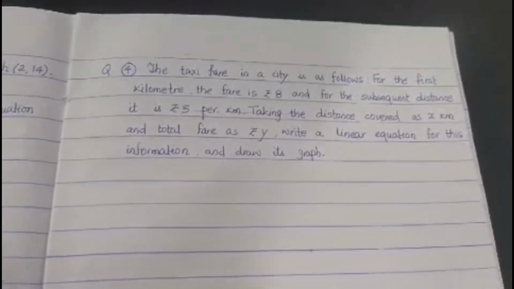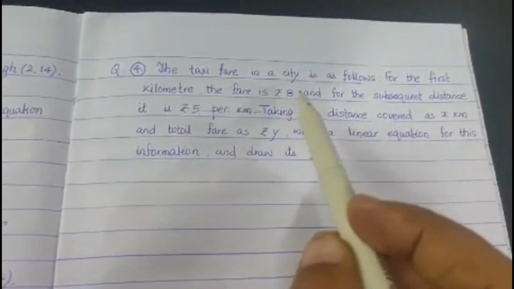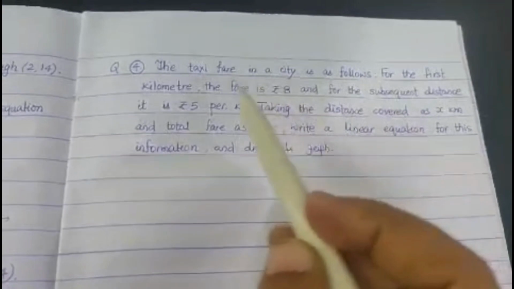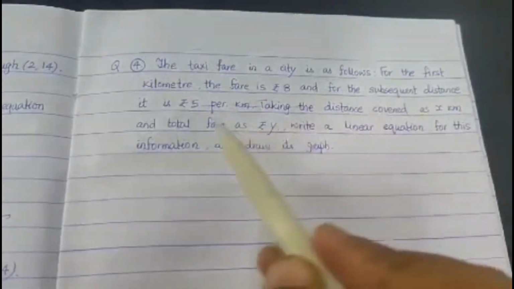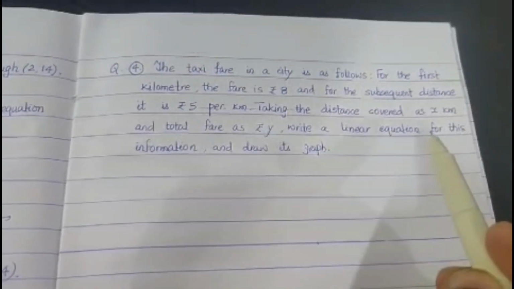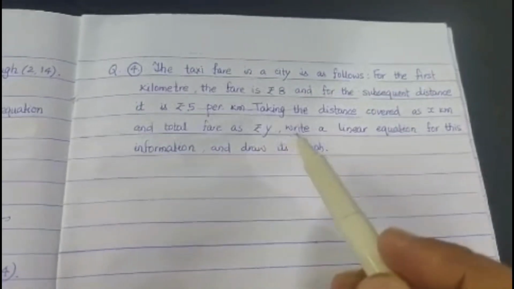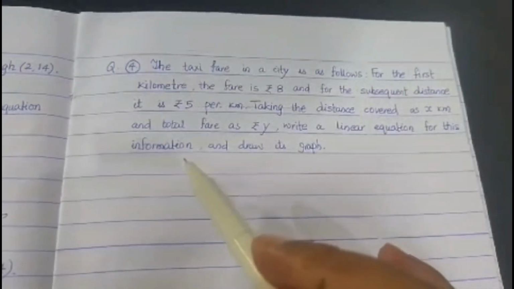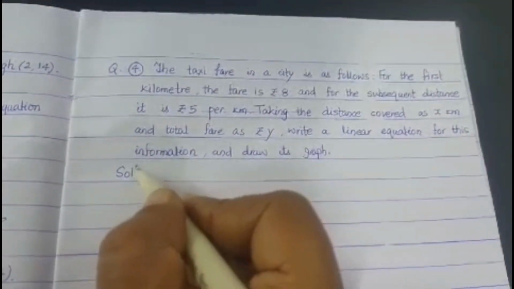Now let us solve this question. The question is like this: the taxi fare in a city is as follows. For the first kilometer the fare is rupees 8, and for the subsequent distance it is rupees 5 per kilometer. Taking the distance covered as x kilometer and total fare as rupees y, write a linear equation for this information and draw its graph. Okay, let us do it.